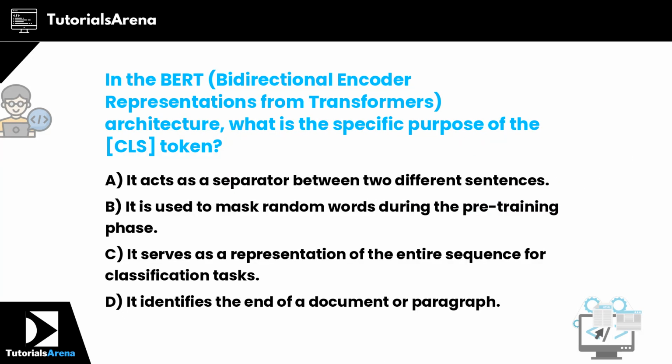In the BERT, Bidirectional Encoder Representations from Transformers, architecture, what is the specific purpose of the CLS token? The correct answer is option C. It serves as a representation of the entire sequence for classification tasks.